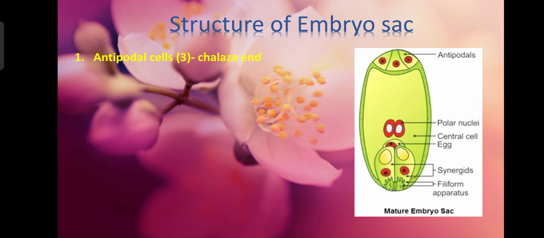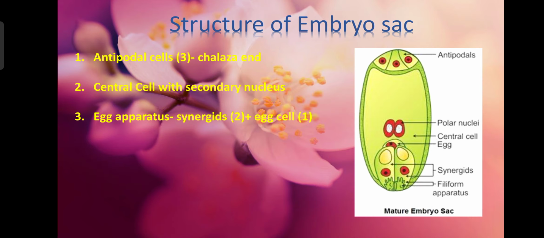The second one is called the central cell. Where do you find the central cell? It is found in the center of the embryo sac, having 2 nuclei. Number 3 is called the egg apparatus. This egg apparatus is made up of 2 synergids and 1 egg cell. They are found towards the micropyle end. The synergids have finger-like structures and are called filiform apparatus.